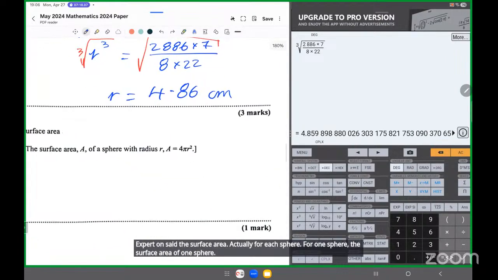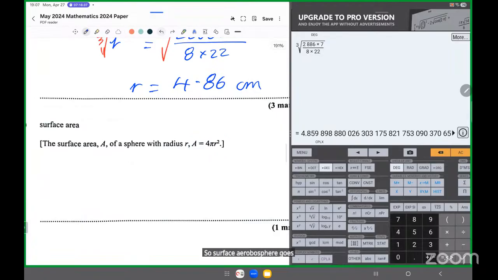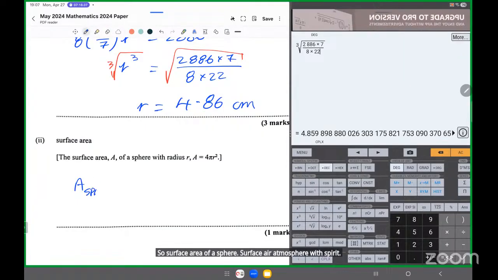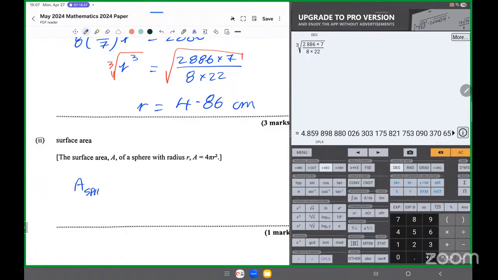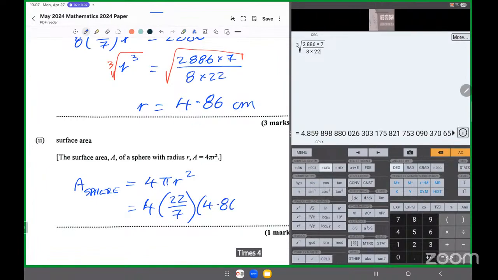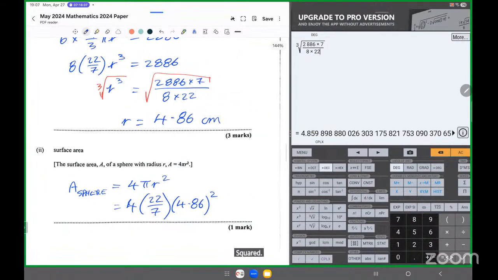Next part now says calculate the surface area of one sphere. The surface area of a sphere is 4 pi r squared. This is a formula. So the surface area of a sphere formula is 4 pi r squared, which becomes 4 times 22/7 times 4.86 squared. You work that out on the calculator and you have the answer.